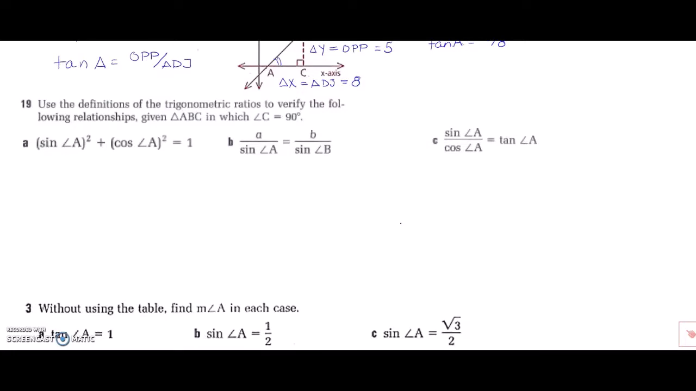Use the definitions of the trig ratios to find the following relationships. Well, I believe that we've done at least one of these in class, but we'll do it again here. So sine, I'm just going to use O for opposite and H for hypotenuse. Sine is opposite over hypotenuse. Cosine is adjacent over hypotenuse.